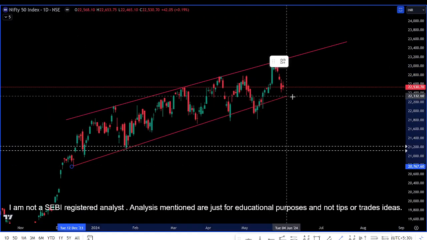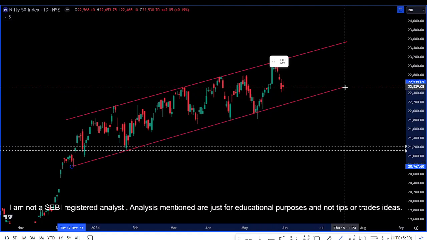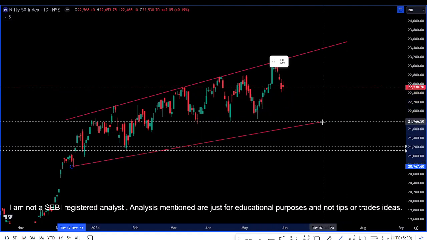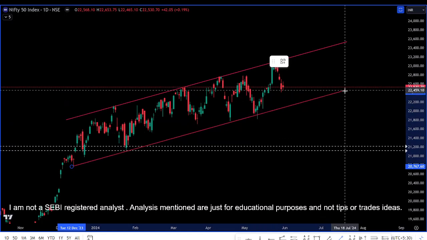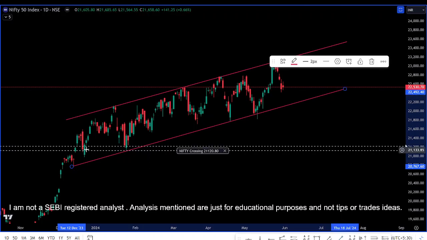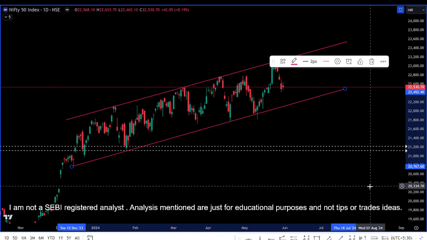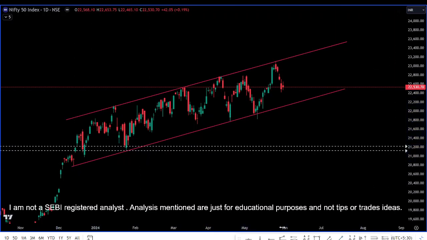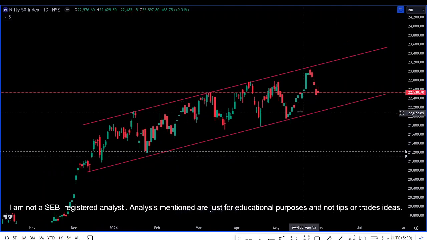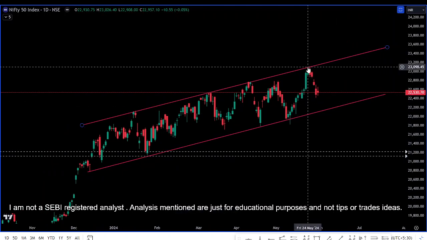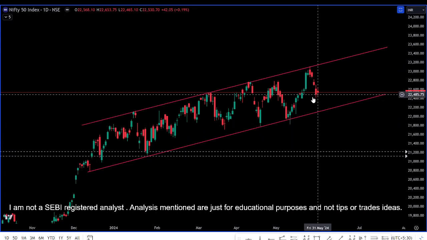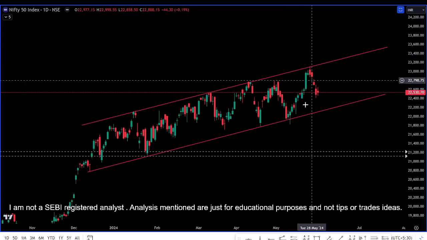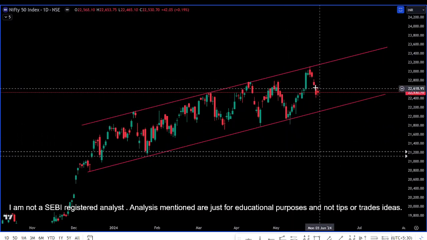So basically, Nifty has been trading in a parallel channel for many days, since around December. So approximately 5 months Nifty has been trading in this channel. Now we can see this is around 50% of this rally, so this was a potential reversal zone.